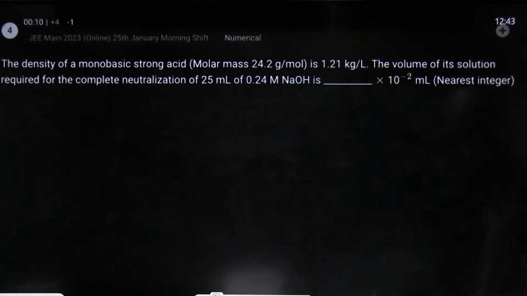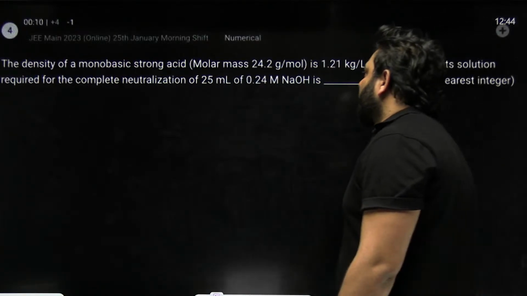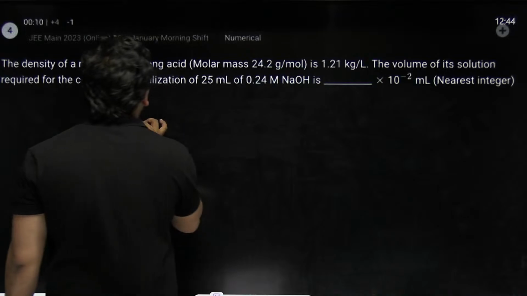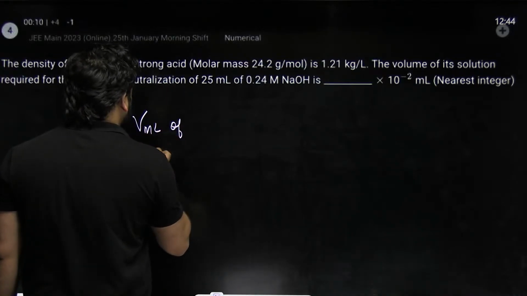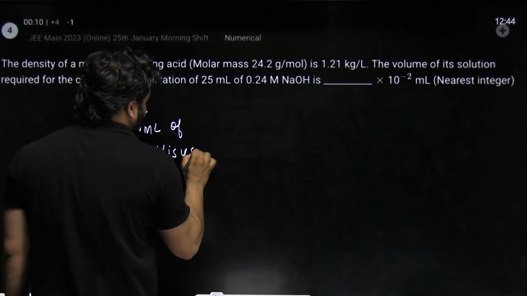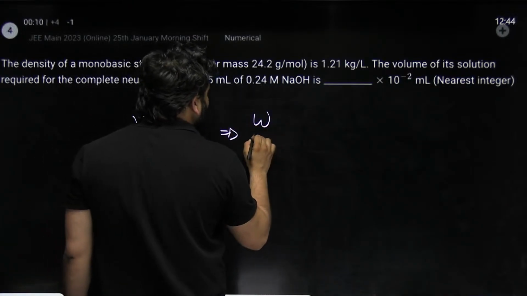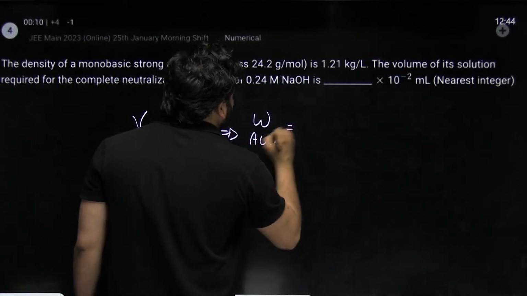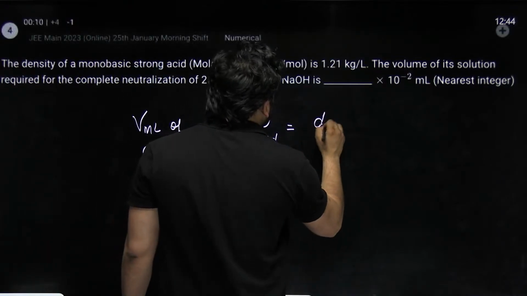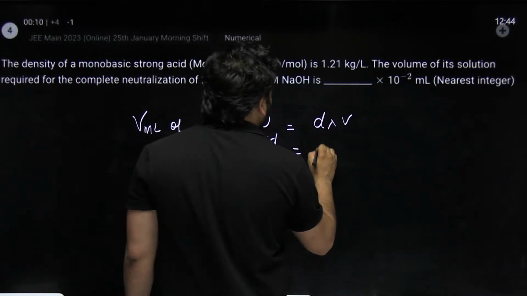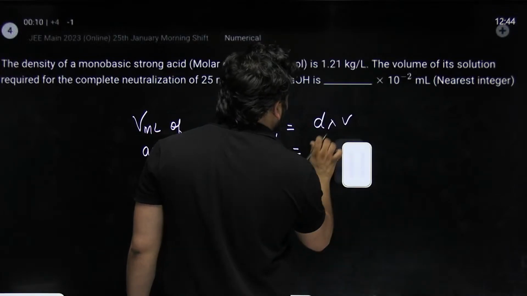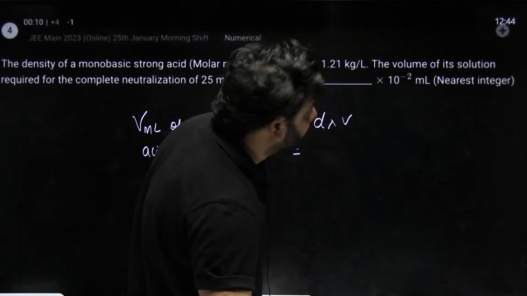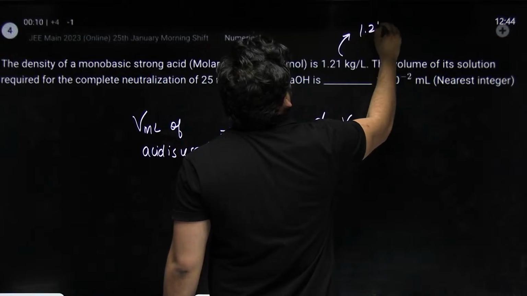Next, read out the question first. Density of a monobasic strong acid is this. The volume of its solution required for complete neutralization of 25 ml of this is what? So molar mass is also given. So do one thing. Let's say the volume is V ml. V ml of acid is used. So you will get the mass of acid here. How will you get the mass of acid? Density into volume. Density is 1.21 kg per liter.